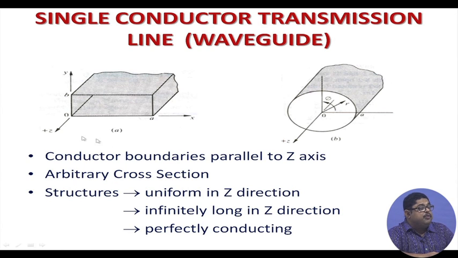The structures are uniform in the z direction; they do not have any variation there. They are infinitely long in the z direction. Infinitely long means it is far away from the source and far away from the load, so that discontinuities are not there. So, a pure mode is propagating through these, and these metals are perfectly conducting, but you know that no real metal is perfectly conducting. Any real metal is not an ideal conductor, so there will be some losses in the conductor.